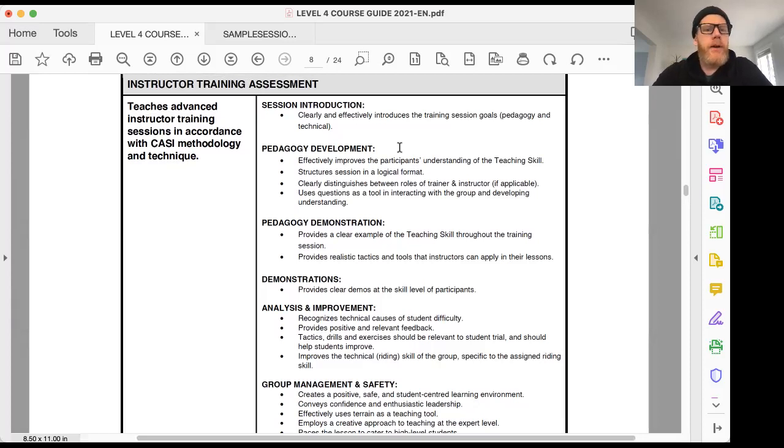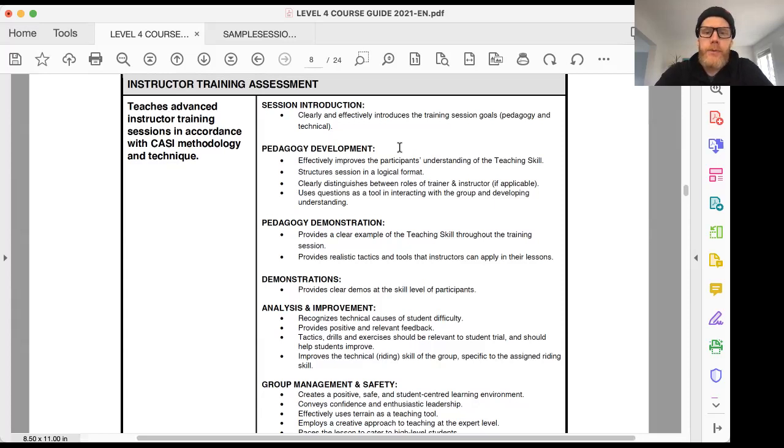And then we get into the pedagogy demonstration. So this is where, as the first point says, you're able to provide a clear example of the teaching skill that you've been assigned throughout the whole training session. So you will be assigned a teaching skill, whether that's demonstrations, A&I, technical content, guest service and safety, communication, or lesson structure. So in addition to developing your group's understanding of that teaching skill, we also want to see that you can use that teaching skill in a refined way and show that you really understand that teaching skill.